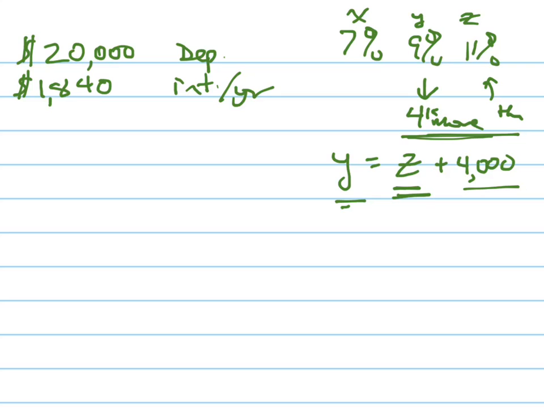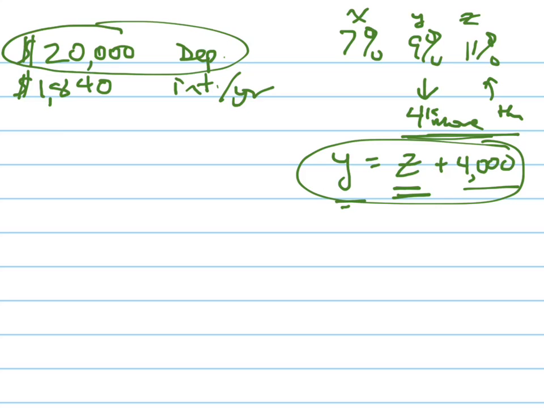All right, so we're going to need 3 equations. There's one. We need 2 more equations, and they're right up here. $20,000 is the total amount deposited, and so x plus y plus z has to equal 20,000.